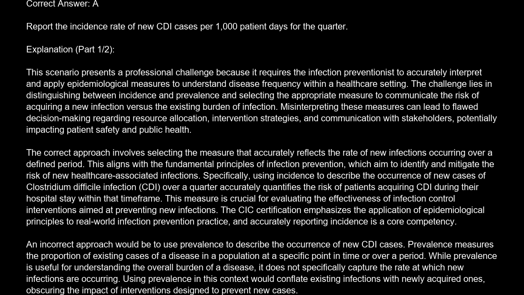Misinterpreting these measures can lead to flawed decision-making regarding resource allocation, intervention strategies, and communication with stakeholders, potentially impacting patient safety and public health. The correct approach involves selecting the measure that accurately reflects the rate of new infections occurring over a defined period. This aligns with the fundamental principles of infection prevention, which aim to identify and mitigate the risk of new healthcare-associated infections. Specifically, using incidence to describe the occurrence of new cases of Clostridium difficile infection, CDI, over a quarter accurately quantifies the risk of patients acquiring CDI during their hospital stay within that time frame.